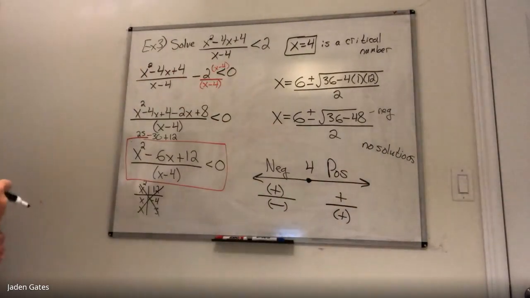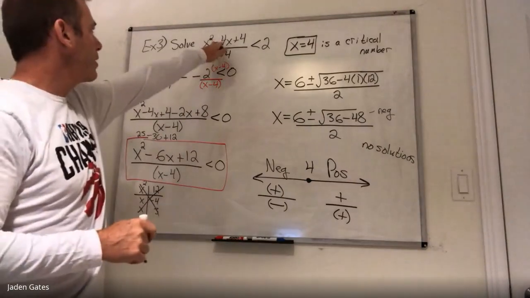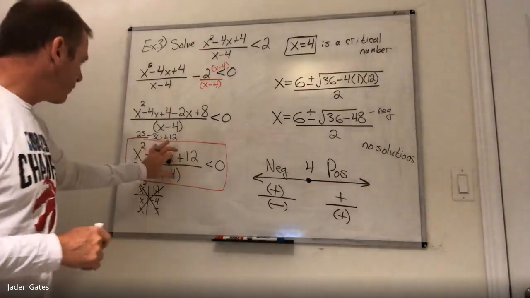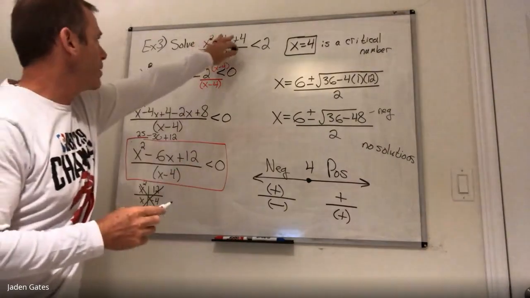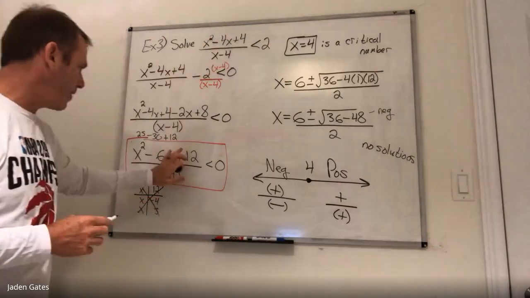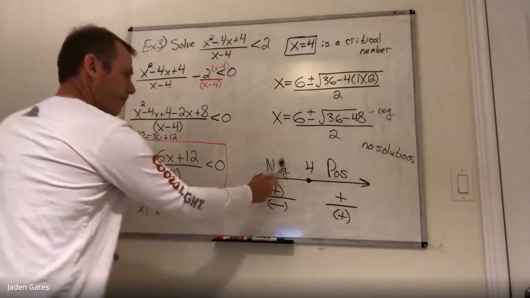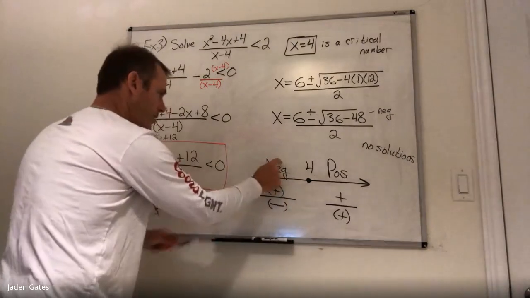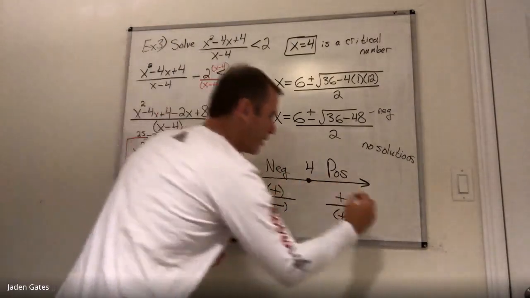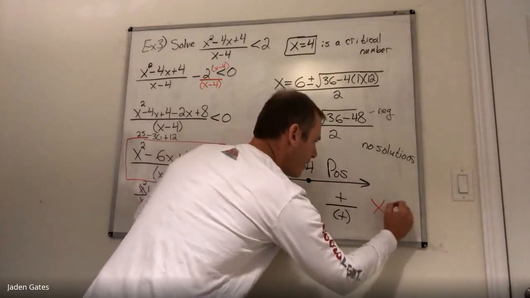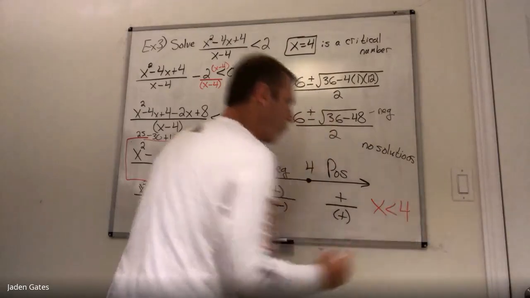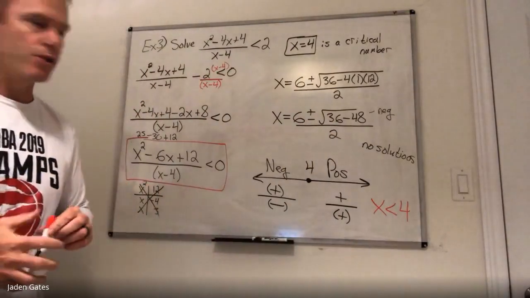So for our inequality, we're asking, when is this function less than 0? Because that's what we did. We took our original inequality and simplified it down to this. Well, there it is right there. When is it negative? When is it less than 0? The answer is when x is less than 4. And that's how we solve that inequality.